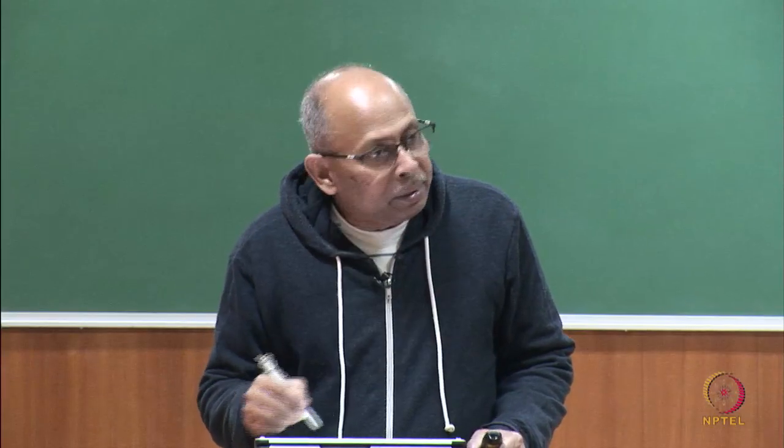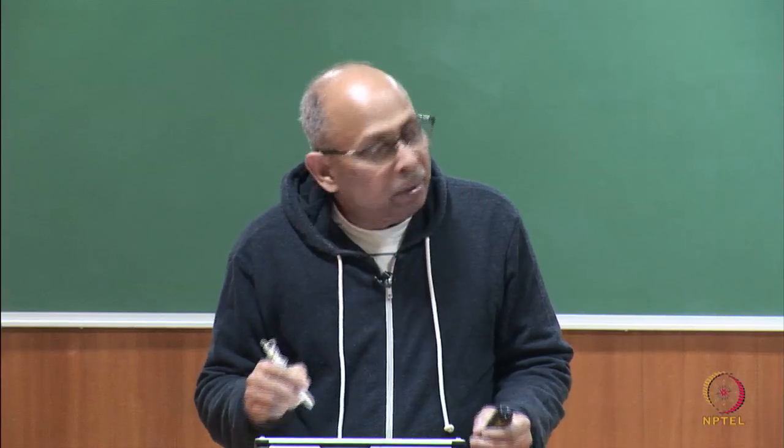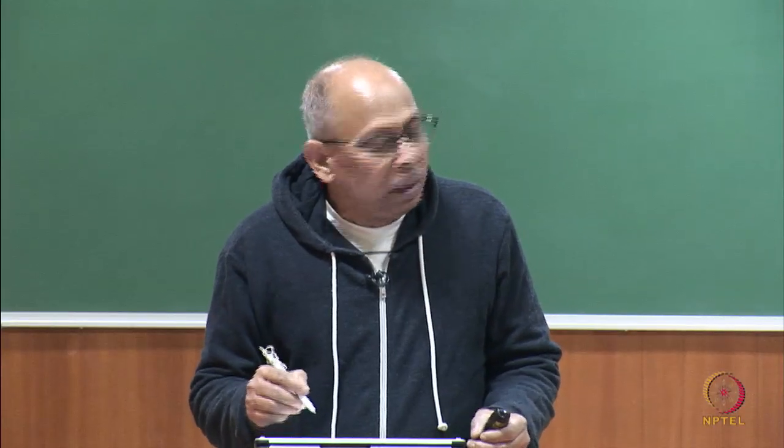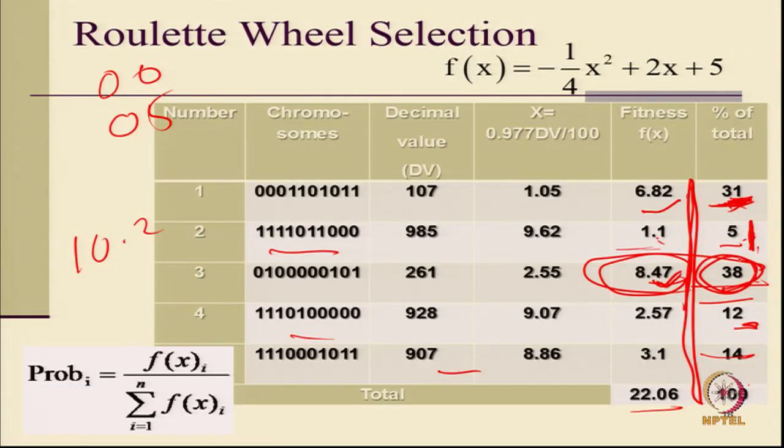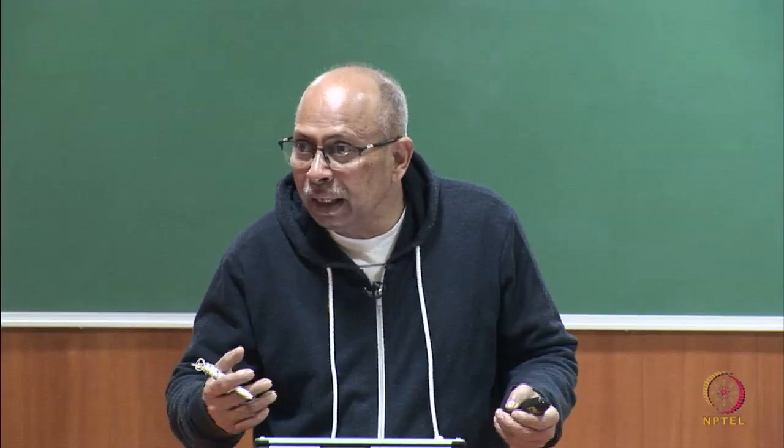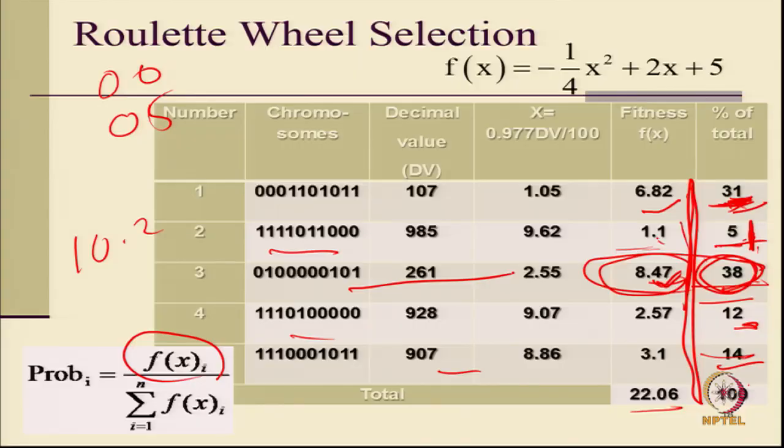Because I am generating a random number, I will select them accordingly. So this will have a 38% chance of being selected. The probability of selection is defined by f(x_i) values divided by sigma f(x_i). This will have 31% probability of selection, this will have 14% probability of selection, and this will have only 5%, which means that when I complete the population back again, I will have a majority of the number which gives me the highest fitness for this function.